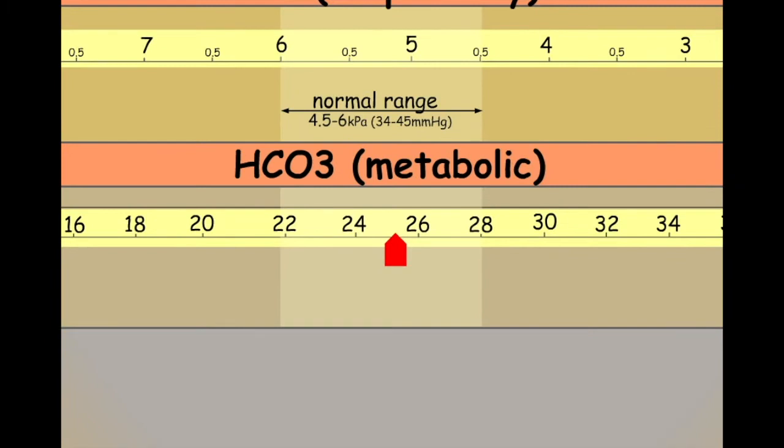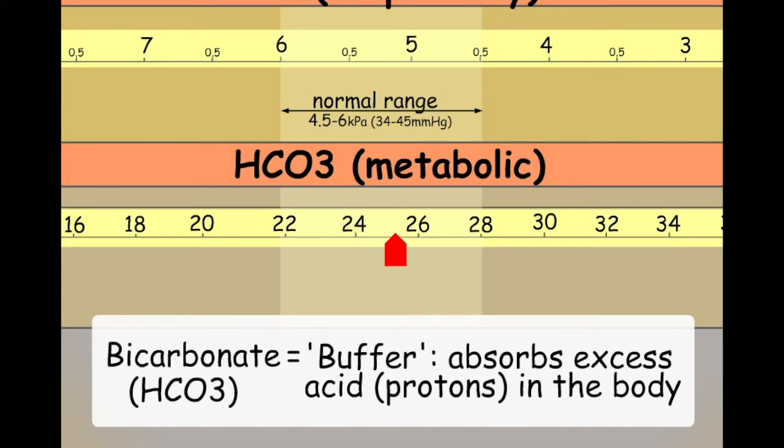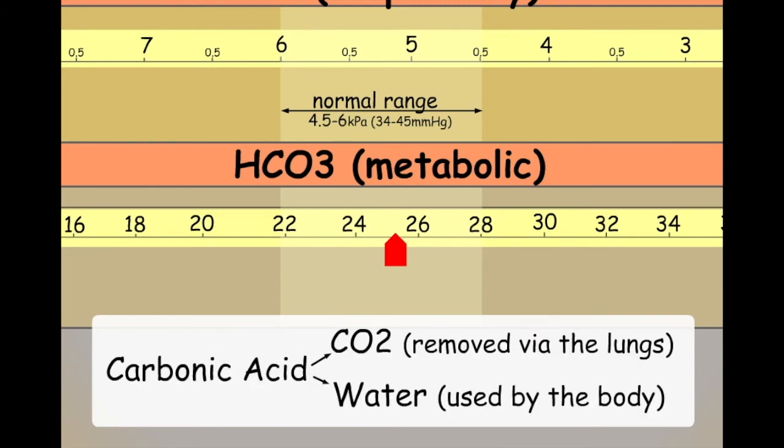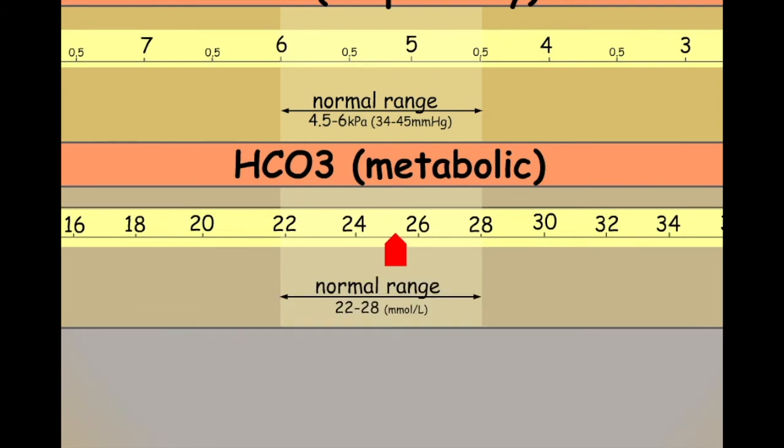The bottom element of our model represents the metabolic component of acidosis. We measure the metabolic effects on blood pH by measuring the bicarbonate levels in our ABG. Bicarbonate is primarily produced by the kidneys and acts as a buffer for pH in the blood. It effectively mops up excess protons, excess acid, and converts it into carbonic acid. Carbonic acid can then be broken down into water, which the body can use, and CO2, which can pass out through the lungs.